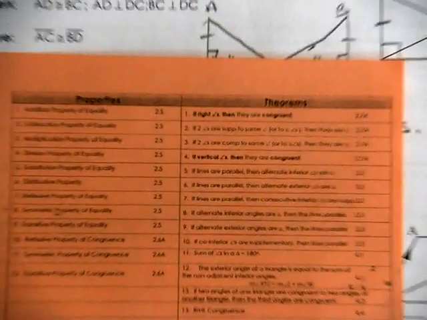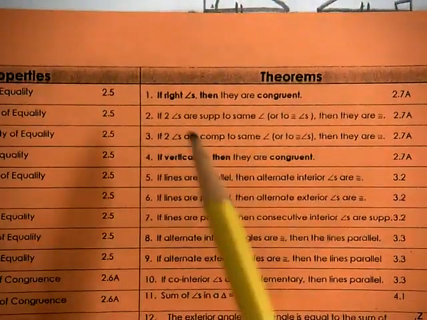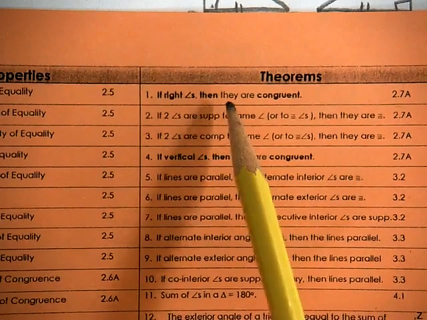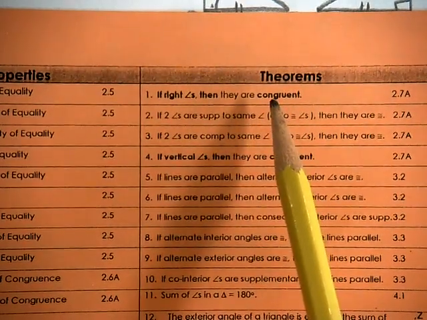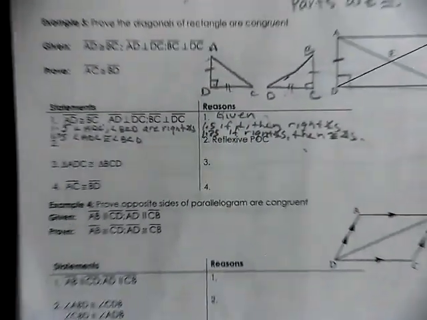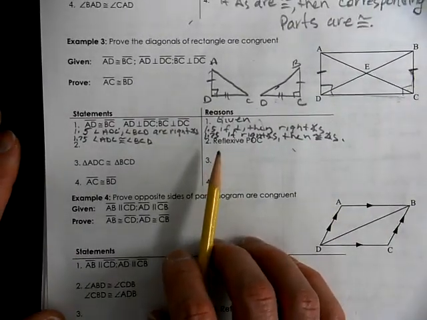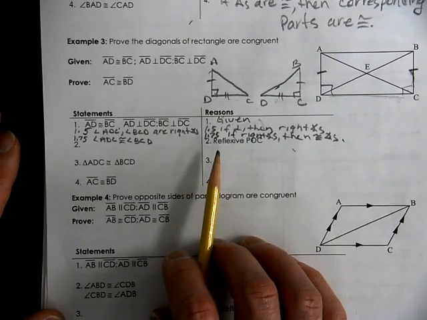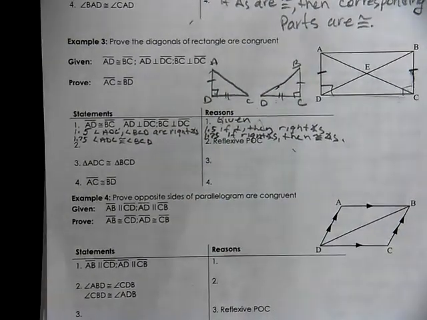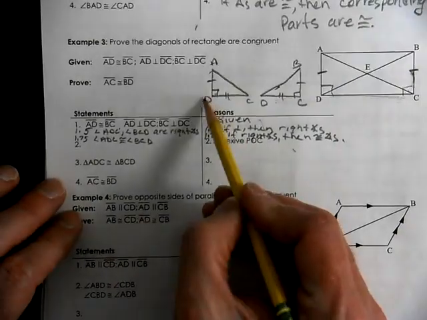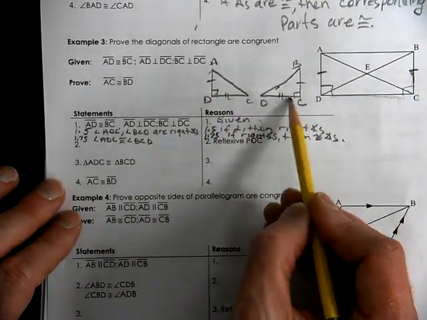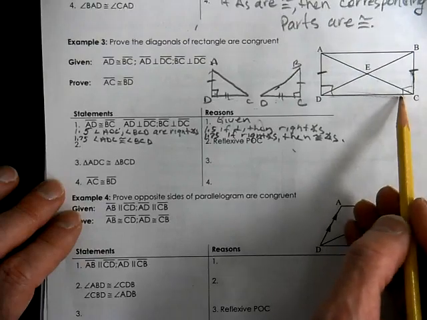In your words for proofs, that would be up here at the top. If right angles, then they are congruent. So you want to be familiar with what's on that sheet. Then we're going to talk about the reflexive. What sides or side is considered the reflexive side? DC and CD, they would be coming from this triangle.